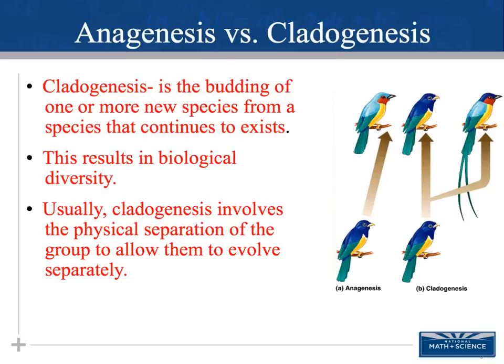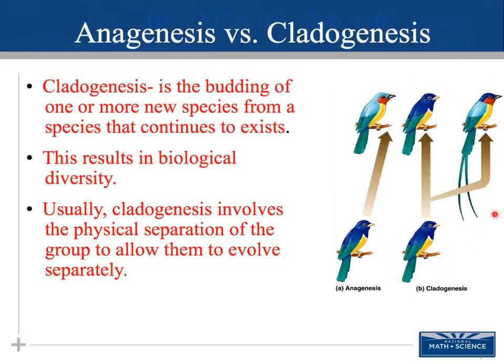Okay, the other term was cladogenesis. In cladogenesis, a new species develops as a result of changes, but the original species remains. So it's the budding off of one or sometimes even more new species from a species that continues to exist. If you look at the picture, here is our original bird. As time passes, we still have our original bird, but we've had enough changes to part of this population that a new species has formed. Note that both of them exist at the same time.